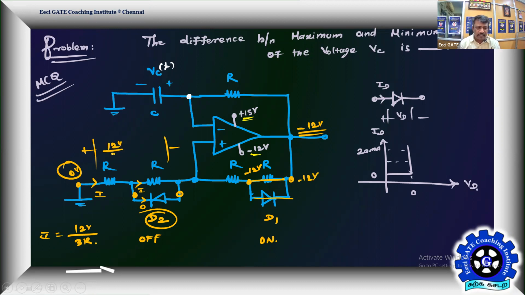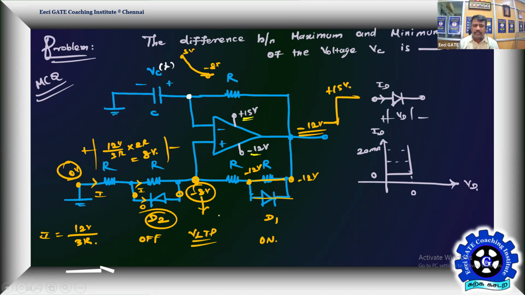Now this I into 2R will be the voltage across this. So 12 volt divided by 3R into that 2R will be the voltage. R and R will get cancelled. 12 by 3 into 2 is going to be 8 volt. So this is 0. From 0, you are losing 8. Therefore, this point will be minus 8. So that means the capacitor already charged to plus 5 has to discharge to minus 8. By the time it is crossing minus 8, again VD will become positive and switch the output from minus 12 to plus 15. That's very important. But anyway, the problem is over. This is your LTP. So VLTP is equal to minus 8.